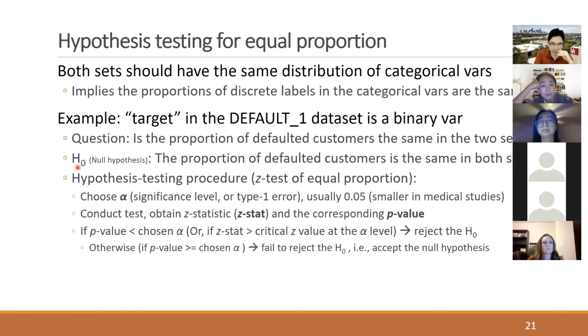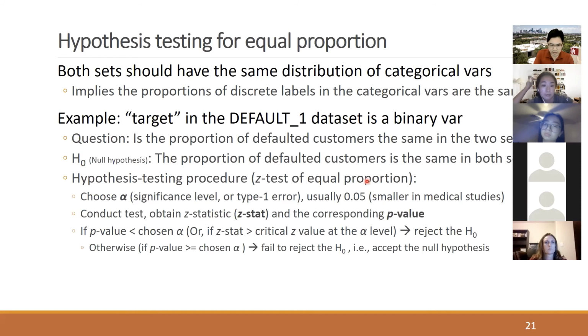If you were asked to describe the alternative hypothesis, you would describe that the proportion of defaulted customers is not the same. You didn't have to specify which is larger. We don't care which one is larger. We just simply care whether they are the same. So the alternative hypothesis would describe that the proportion is not the same.